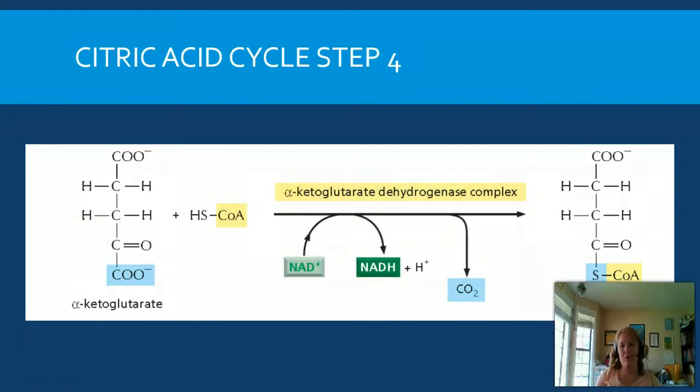Now in step 4, CoA comes back into the stage, and now this is a process that's very similar to transformation, but its main goal is to set us up for the oxidation process that's going to occur to allow the generation of that NADH and the CO2 for the next step.